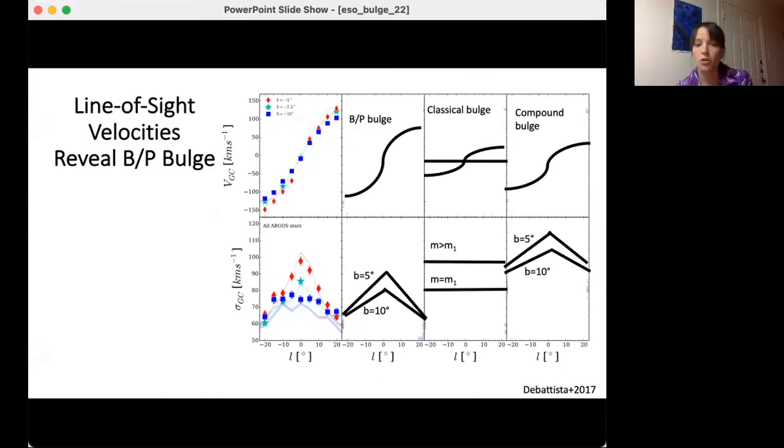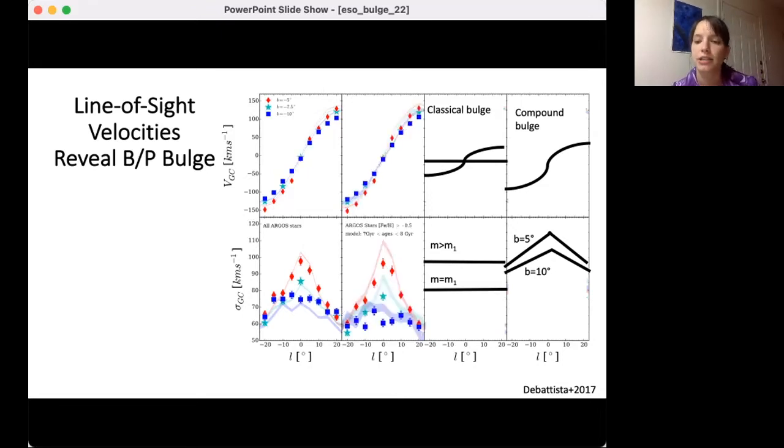Right, so what we know already from the line of sight velocities of the metal-rich bulge stars, this is from the Argos survey, so this is Argos data printed here. The line of sight velocities reveal that most of the mass in the inner galaxy is part of the boxy peanut bulge. So we see signatures of rotation in those, and we also see the boxy peanut bulge signature of a peaked velocity dispersion at the galactic center. And so we know most of the mass in the inner galaxy is in the boxy peanut bulge.